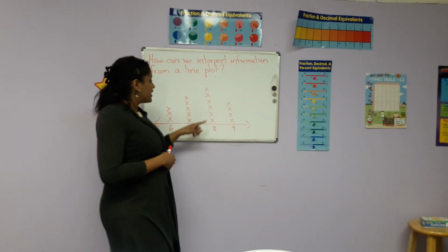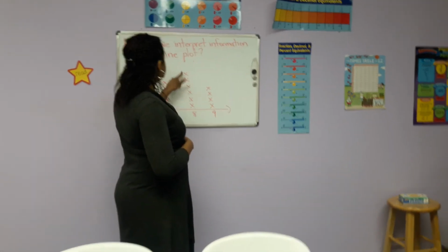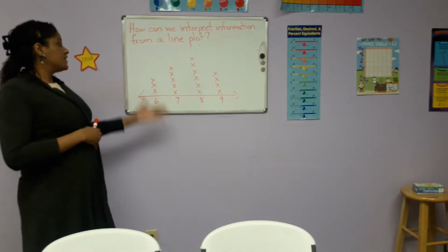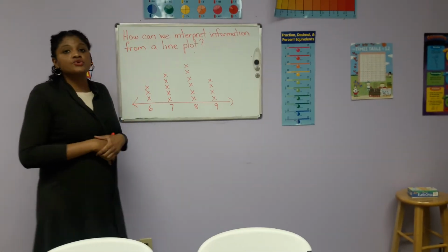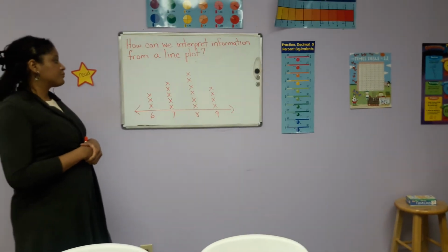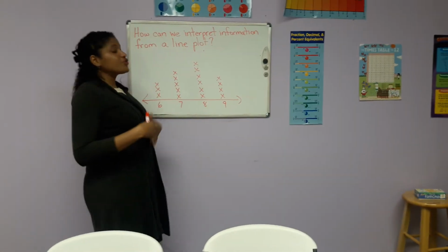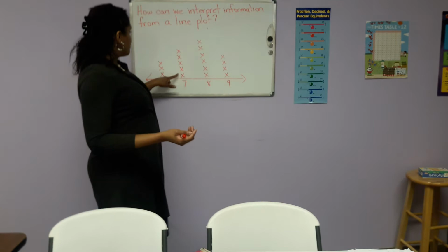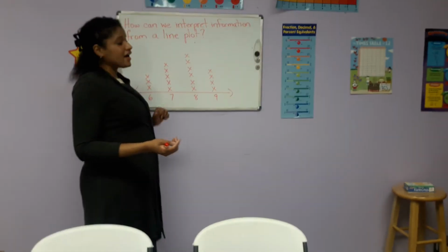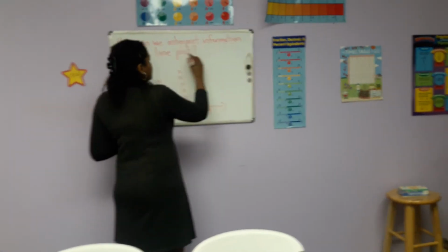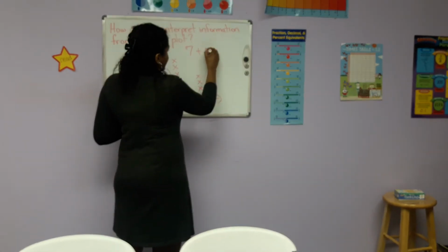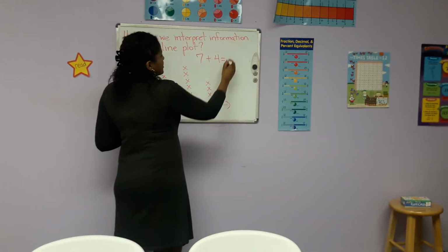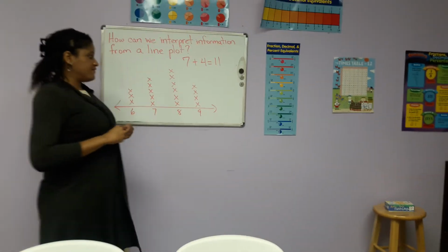How many students are 8? 1, 2, 3, 4, 5, 6. All right, and the least number of students are 6 years old. So we only have 3 students that are 6 years old. How many students are 7 and 9? Well, we have 1, 2, 3, 4, 5 for 7. And we have 1, 2, 3, 4 for 9-year-olds. So 7 plus 4 is 11.